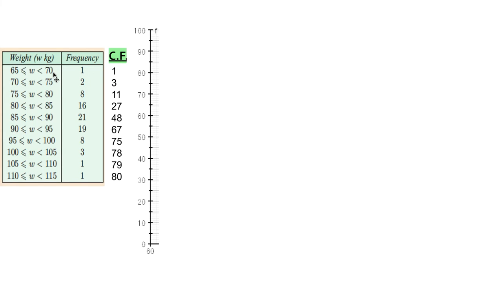And the reason is, if I'm saying, for example, here that the cumulative frequency is 3, I know that I've got 3 bits of data by the time I reach 75 kilograms. I don't know that I've reached 3 in terms of my frequency if I went for the halfway point of 72.5. So we go for the end point every single time.